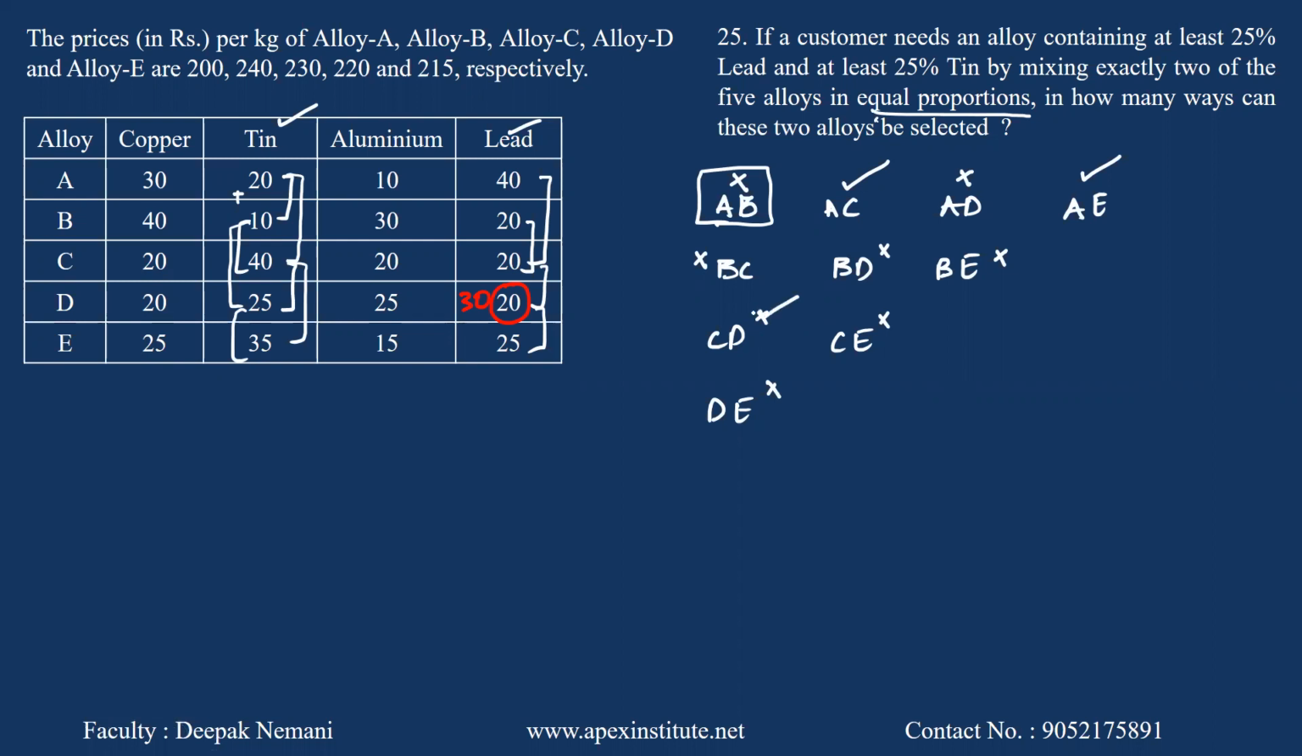So CD is possible. Then again, DE is also possible. So you have 4 ways of selecting two alloys from these five so that the resultant alloy will have at least 25% lead and 25% tin. Now this is an easy question from the given set and the answer is given as 5, which is incorrect. The answer for this question should be 4.